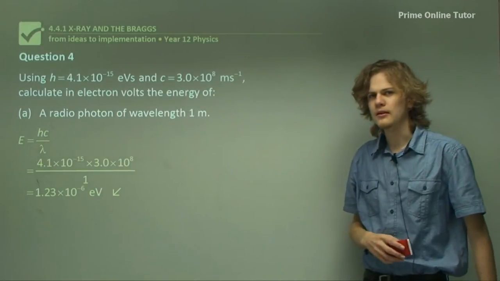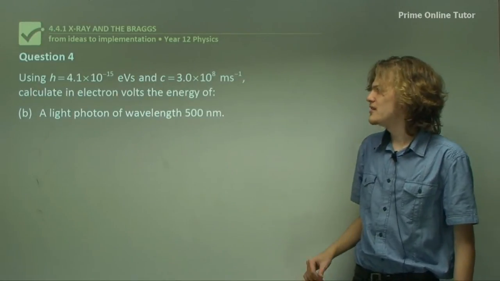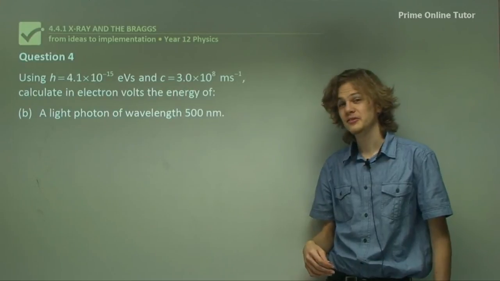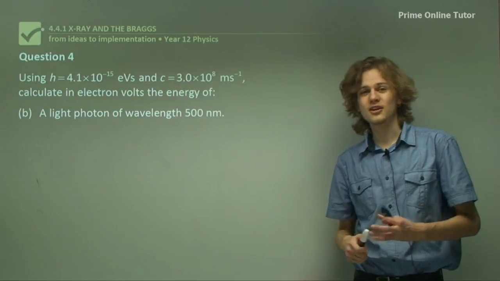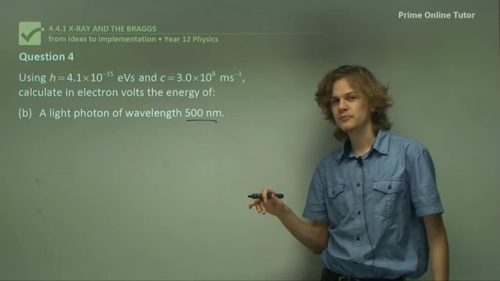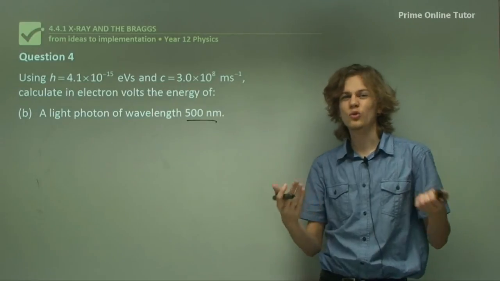Alright, how about part B? I bet you can guess what it's going to be. What is the energy of a light photon of wavelength 500 nanometers? It's a very similar question, but this time instead of having a 1 meter wavelength, we have a 500 nanometer wavelength. That's about the wavelength of green or yellowish light.